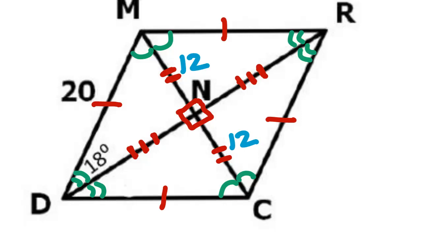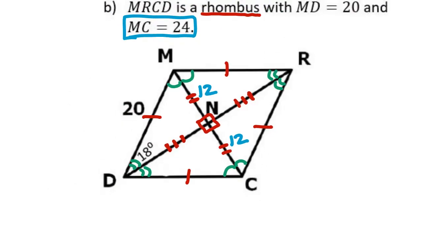All right, let's find the measurement of angle RNC. RNC. So we're looking at this angle right here. How big is that angle? 90 degrees.